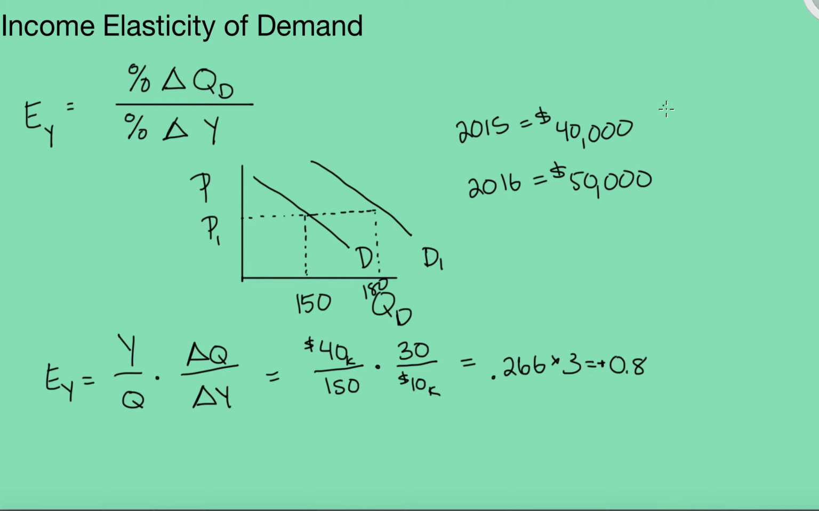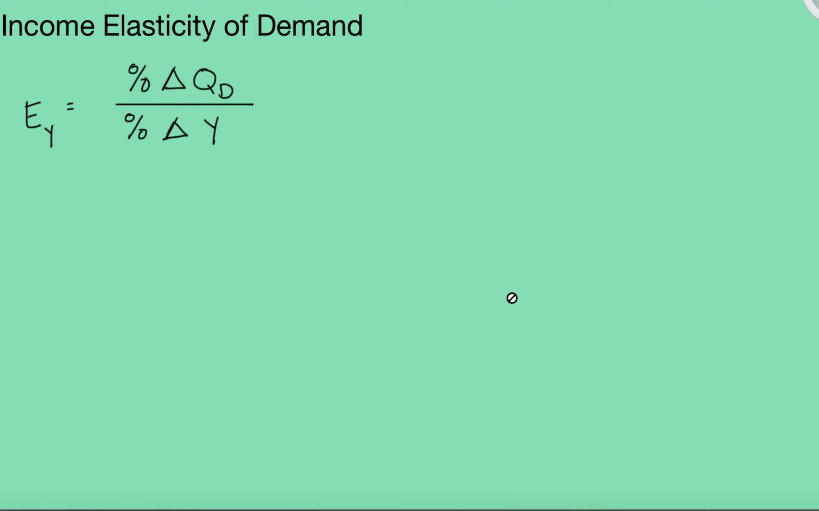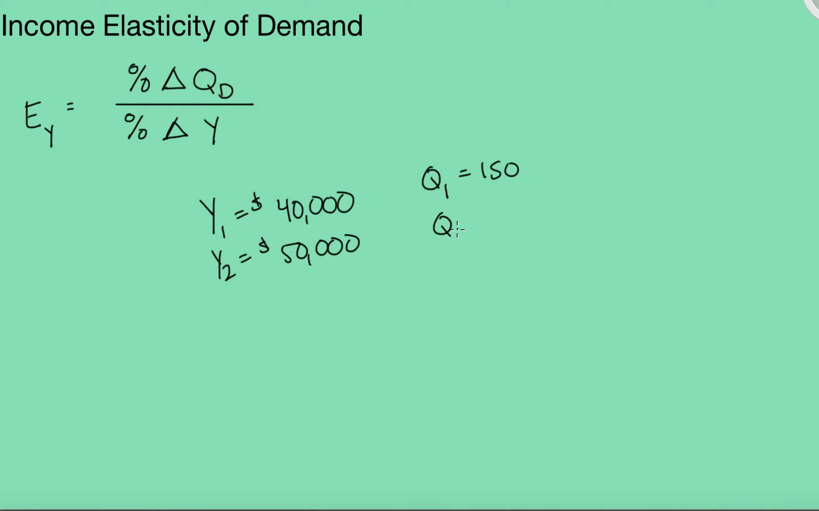Another way that we can look at this, I'm going to look at the exact same example. In this example, if you remember, our income 1 was 40,000, and our income 2 is 50,000, and our quantity 1 was 150 units, and our quantity 2 is 180 units.